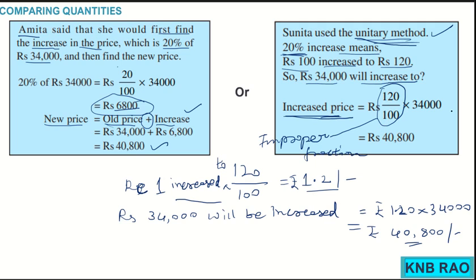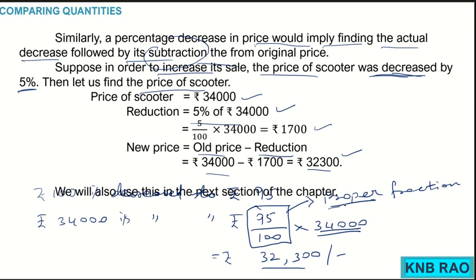When improper fraction is multiplied to any quantity, quantity will get increased, that only gives increased price. When any quantity is multiplied by proper fraction, such as here, it gives decreased price. Proper fraction multiplied to a quantity makes the quantity decrease. So, this is what a shortcut we can get from the unitary method.